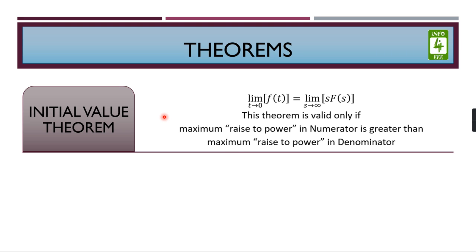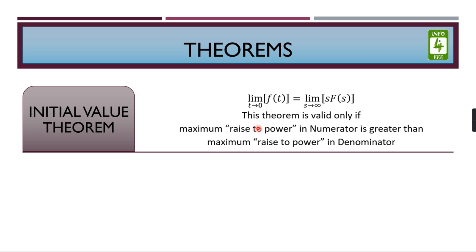Since here we are referring to the initial value, t will tend to 0, right? And if t will tend to 0, s will tend to infinity. So limit t tends to 0 for f(t) is equal to limit s tends to infinity s into F(s).